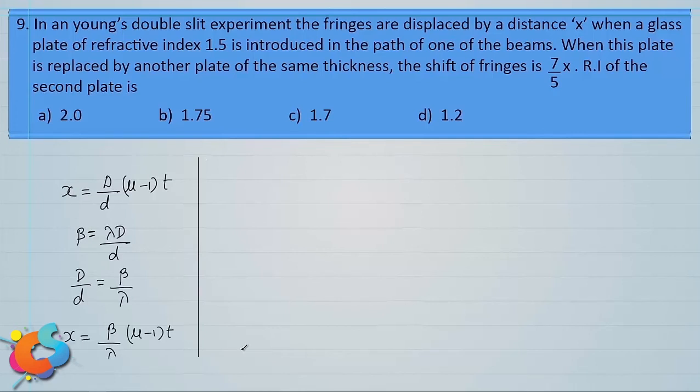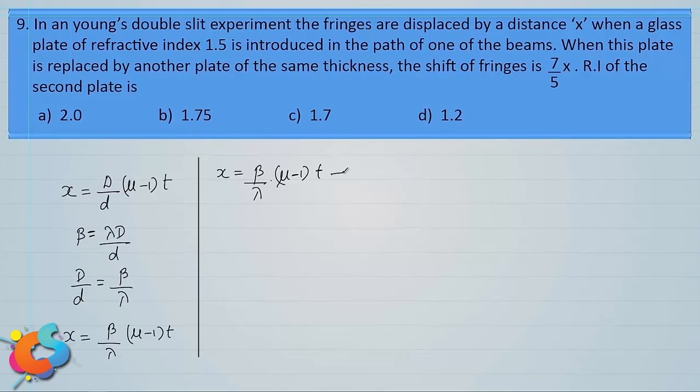In the first case, when the refractive index is 1.5, the shift produced is x. Then in the second case, when the refractive index is unknown, the shift produced is 7 by 5 times x. So let me write down the expression for both the cases. In the first case, the shift produced is x, which is beta by lambda times (mu minus 1) into t.